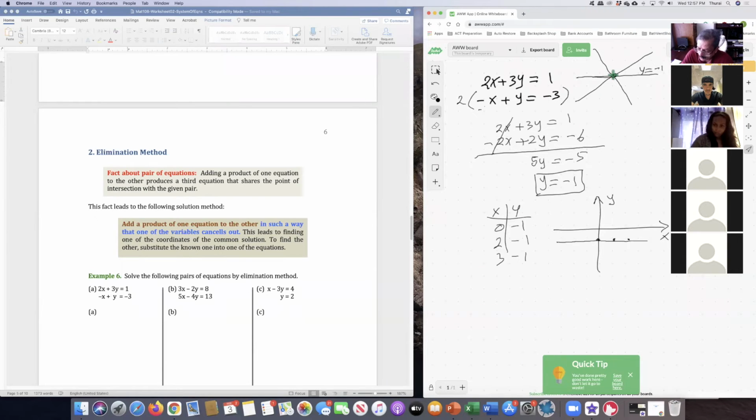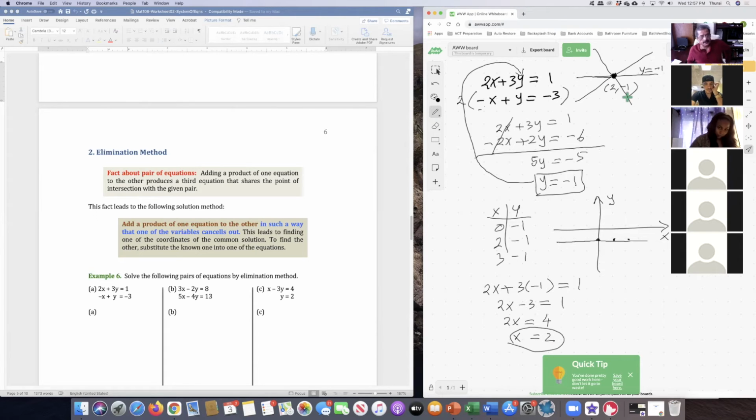So how do we find the x coordinate? Plug y equal to minus 1 into the original equation, either one of those. You will get the same x value from either one. I'm going to plug into the first one. 2x plus 3 times minus 1 equal to 1. 2x minus 3 equal to 1. Adding 3 to both sides, 2x equal to 4, x equal to 2. So x equal to 2 is the x coordinate of the point of intersection. So now we have found the point of intersection as 2, minus 1.